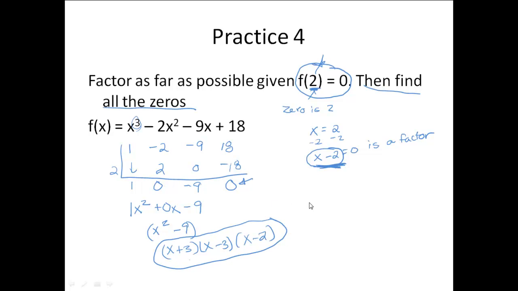Then it says find all the zeros. Well, I set each of these equal to 0. So I would have x plus 3 equals 0. Solve that one out, and I'm going to get x equals -3. Then I would do x minus 3 equals 0. Solve that out, and I get x equals +3. And then I still have my original one that came from the problem, x equals 2. So this one has 3 zeros.